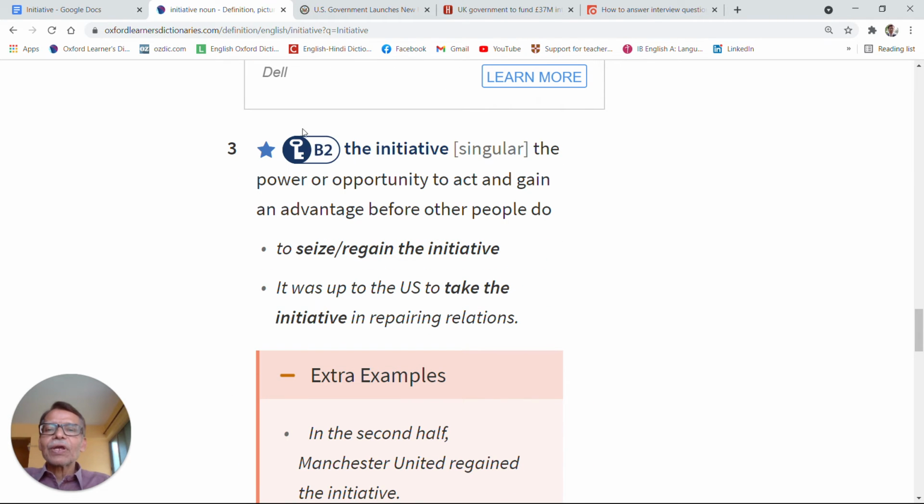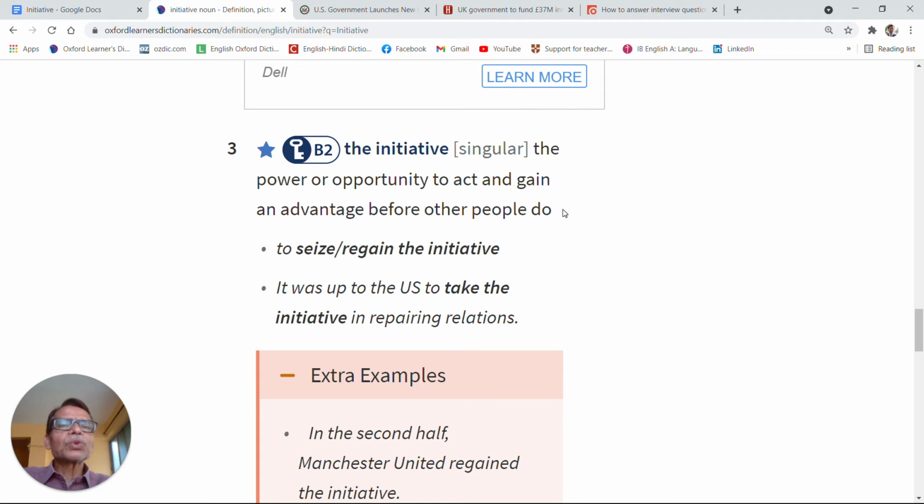Number 3. You see here written the initiative. This initiative should never be used without the definite article the, singular. Look at the definition. The power or opportunity to act and gain an advantage before other people do.